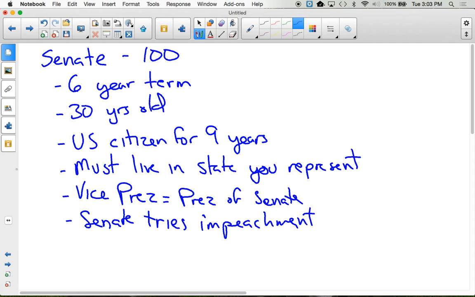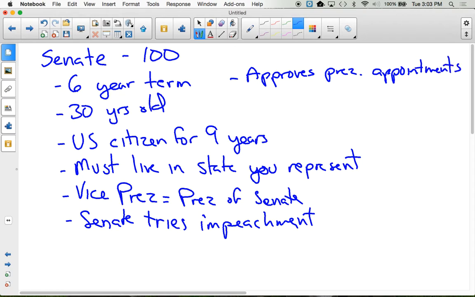All right? So, along with that, what the Senate's job is to do, as we have found out, the Senate is responsible for approving presidential appointments.